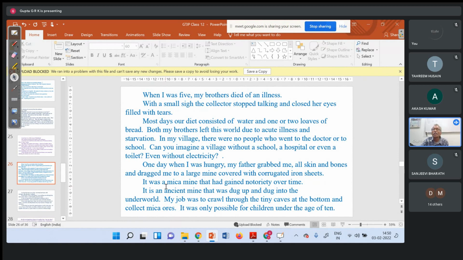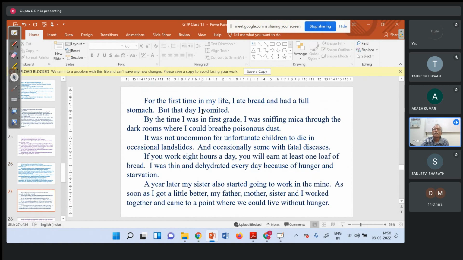One day, when I was hungry, my father grabbed me, all skin and bones, and dragged me to a large mine covered with corrugated iron sheets. It was a mica mine that had gained notoriety over time. It is an ancient mine that was dug up and dug into the underworld. My job was to crawl through the tiny caves at the bottom and collect mica ores. It was only possible for children under the age of 10. And for the first time in my life, I ate bread and a half full stomach. But that day I vomited.